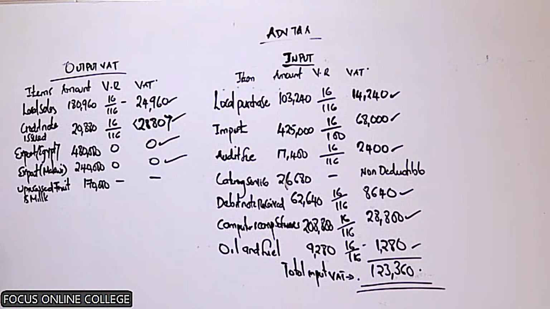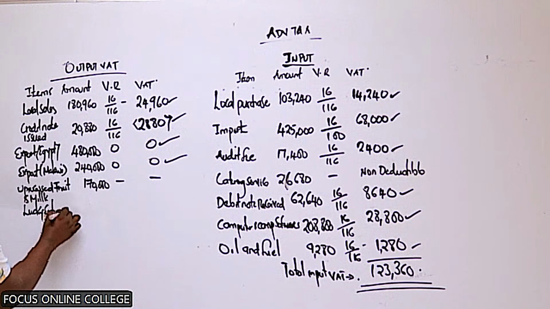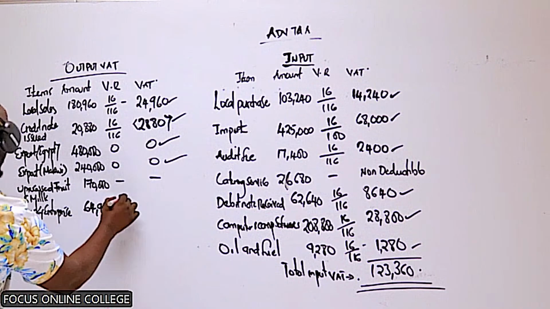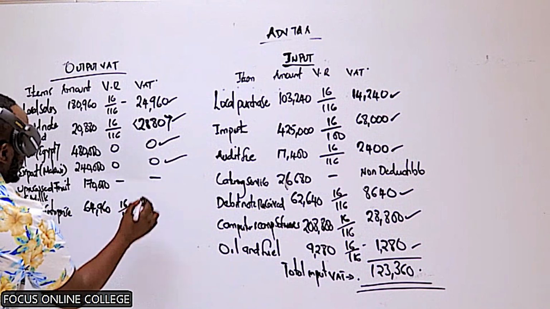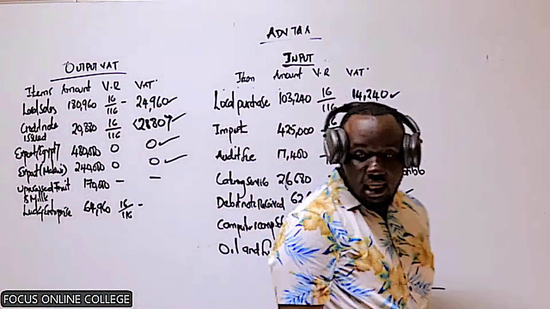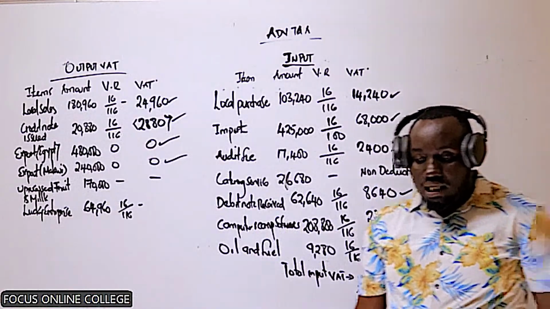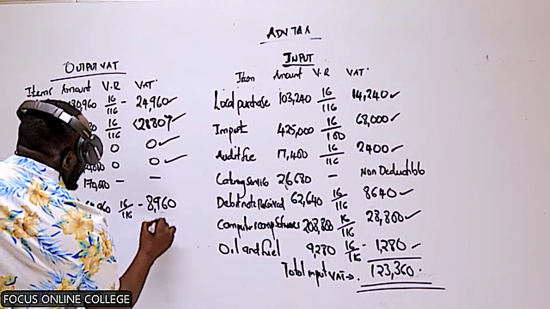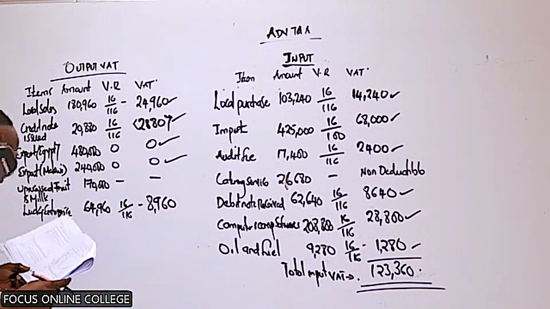We have what we call Lucky Enterprise. For Lucky Enterprise, we have a figure of 69,960, and then we have 16 over 116. What is that output VAT? What is the VAT for Lucky? We have a figure of 8960. That is for Lucky, 8960.